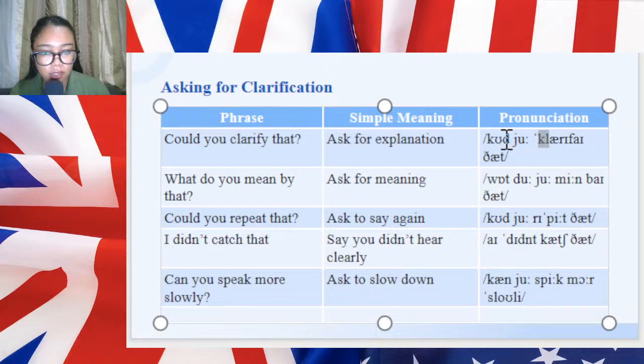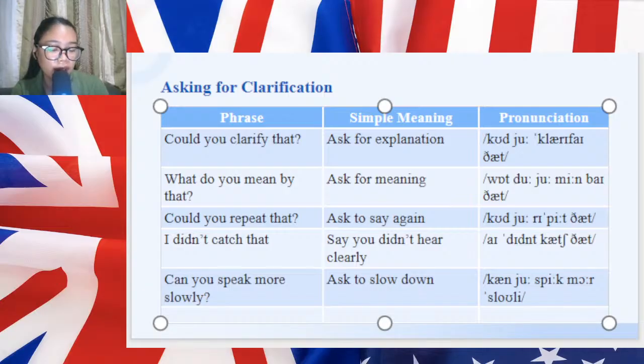Clarify starts with a consonant cluster followed by a short sound, and then it is followed by a letter R sound with a short E sound again, and then an F sound which sounds like F. And then this one ends with an I diphthong sound. So clarify. Okay? And then the last word, that, has a voiced TH sound, followed by a short sound, and then a letter T. So this phrase is pronounced as, could you clarify that?